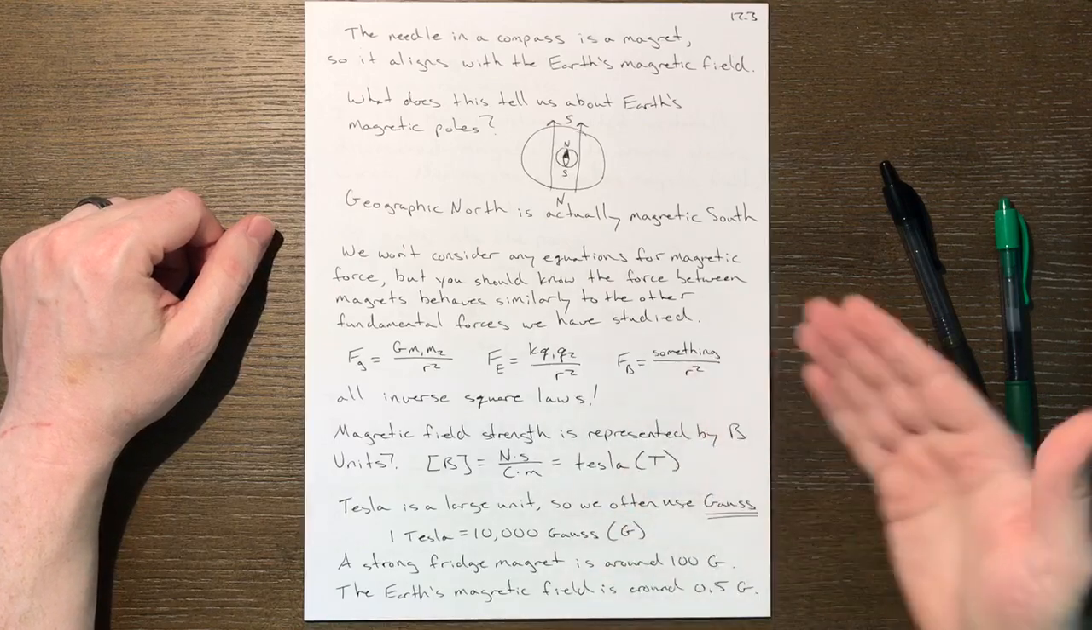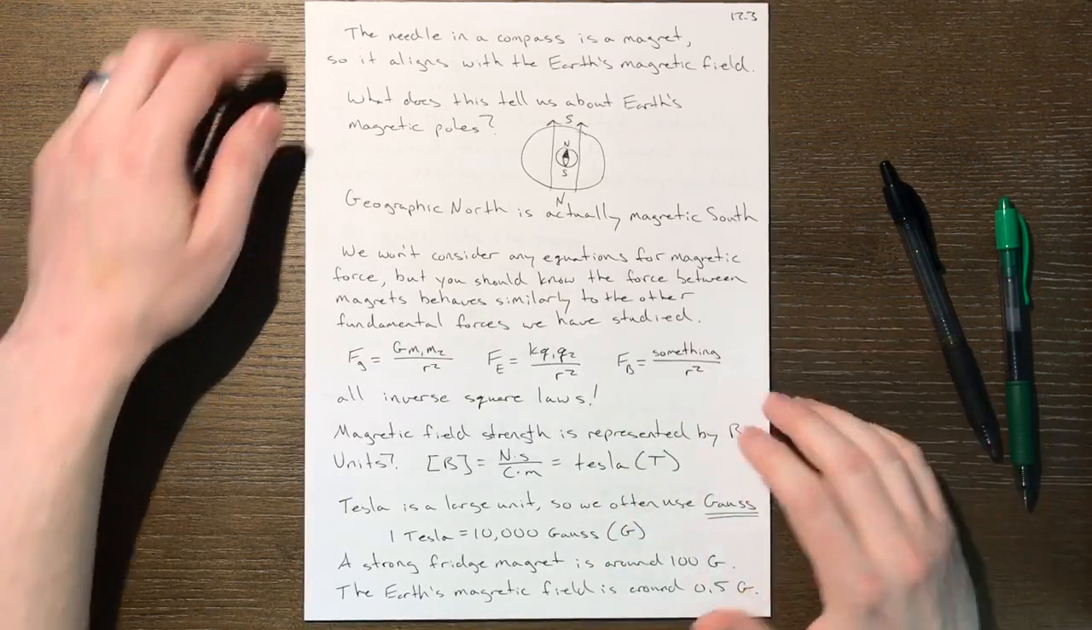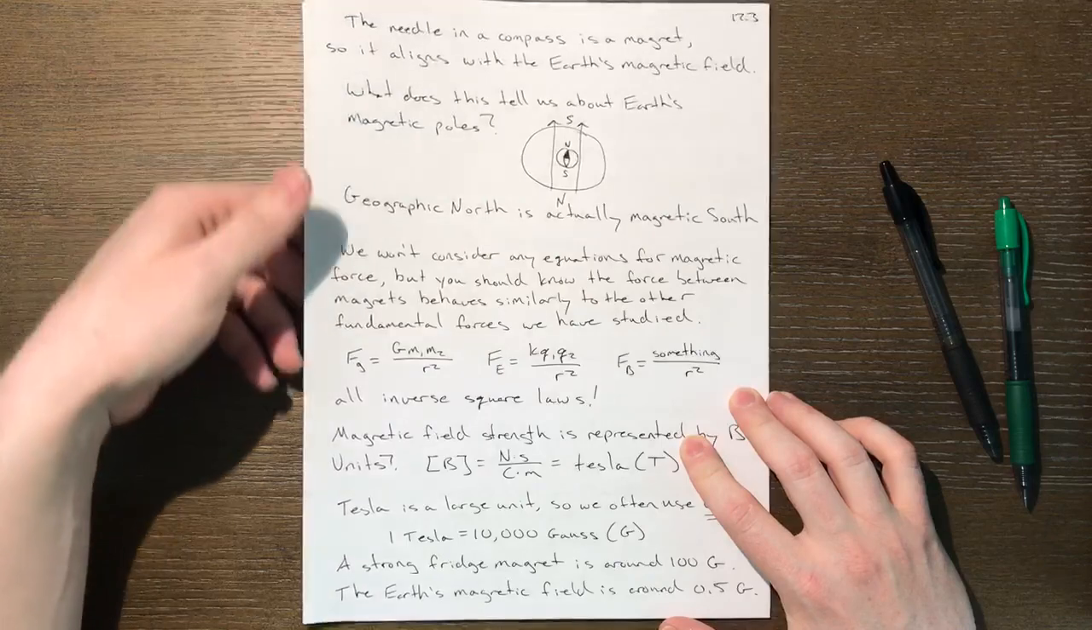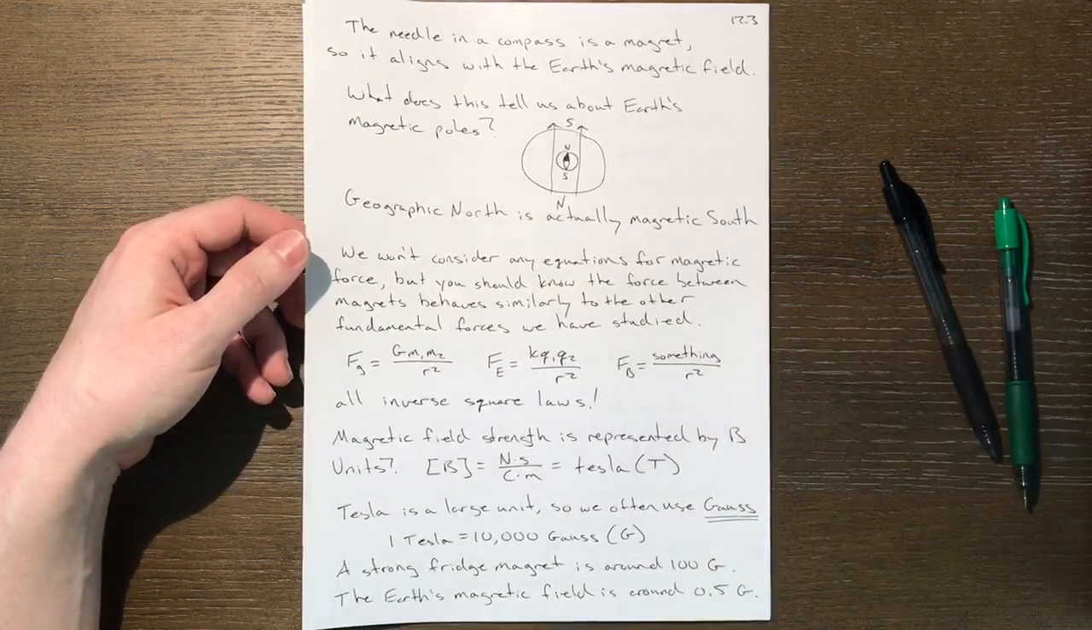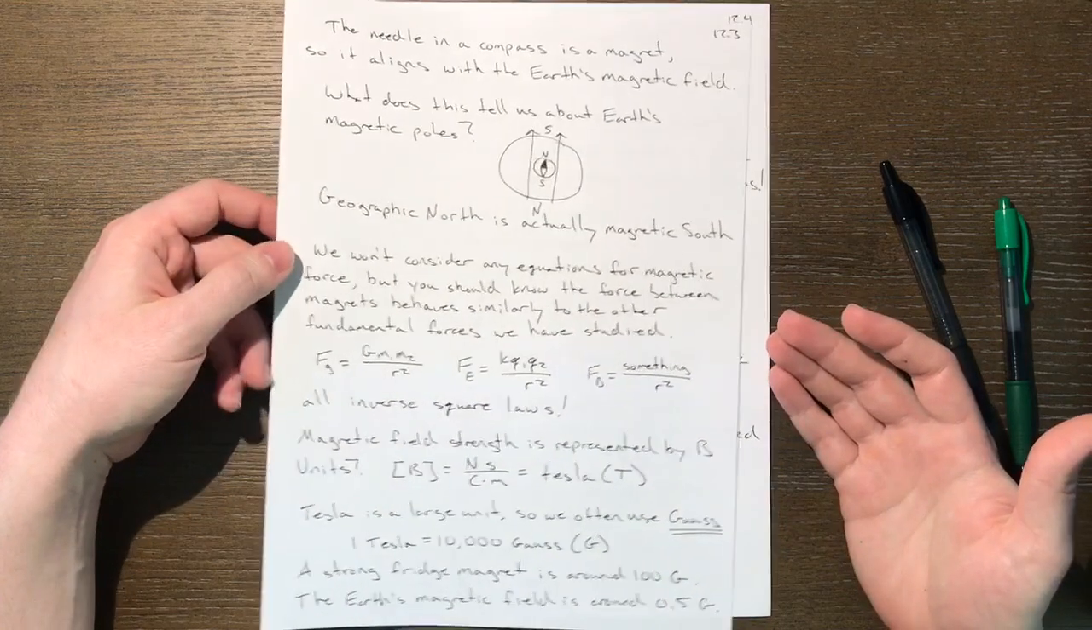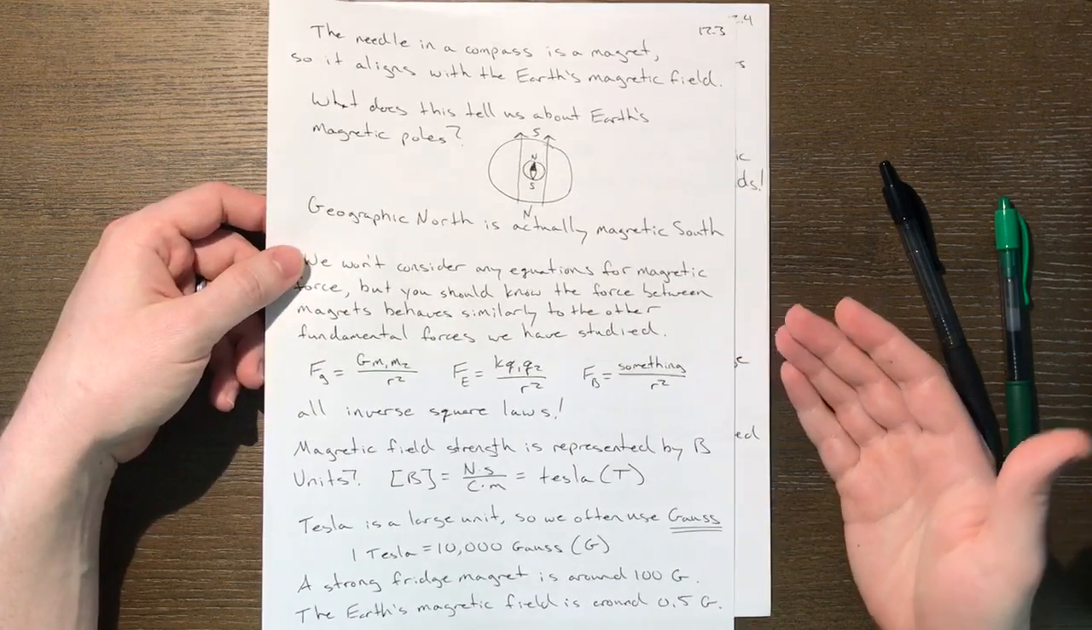We're not going to be plugging these into equations, but you should know the words to describe these things that we're talking about. And Gauss is the word I would probably be using to describe the strength of a magnetic field.